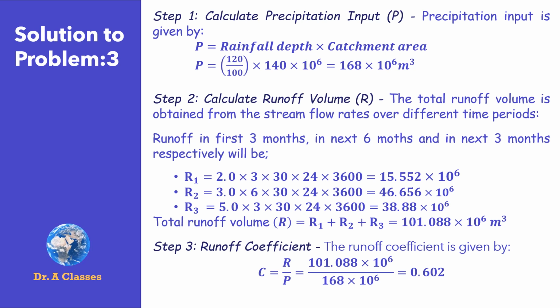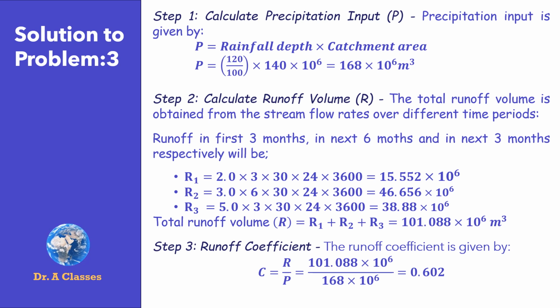Step 2. Calculate runoff volume, that is R. The total runoff volume is obtained from the stream flow rates over different time periods. Runoff in first 3 months, in next 6 months and in next 3 months respectively will be: runoff event 1 is equal to 2.0 into 3 months into 30 days into 24 hours into 3600 seconds is equal to 15.552 into 10 to the power 6.